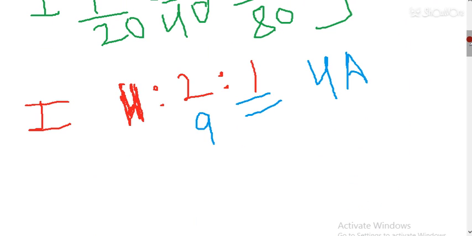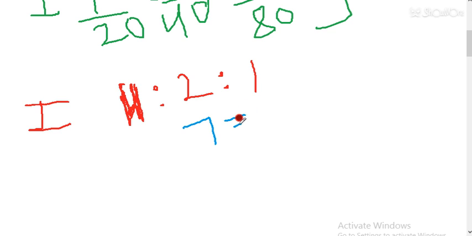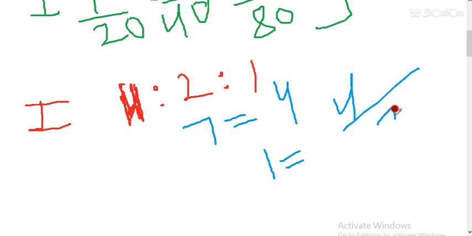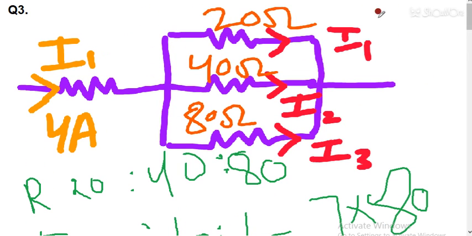So total number of parts are 7, 4 plus 2 plus 1, so 7 parts are equal to 4 ampere, and one part is equal to 4 by 7 ampere. So a little bit of mistakes we can make, you can also make mistakes; if we do something then mistakes will happen. So I1 is equal to 16 by 7 will be the answer, 16 by 7 ampere.